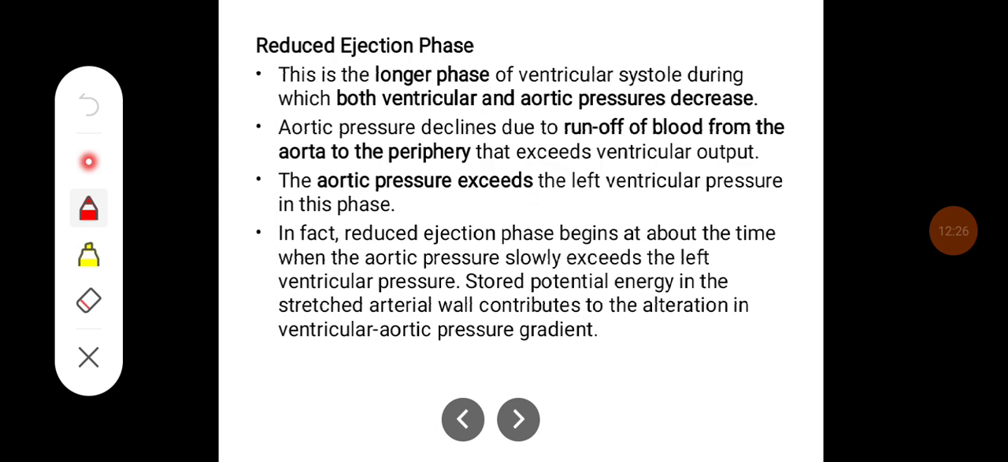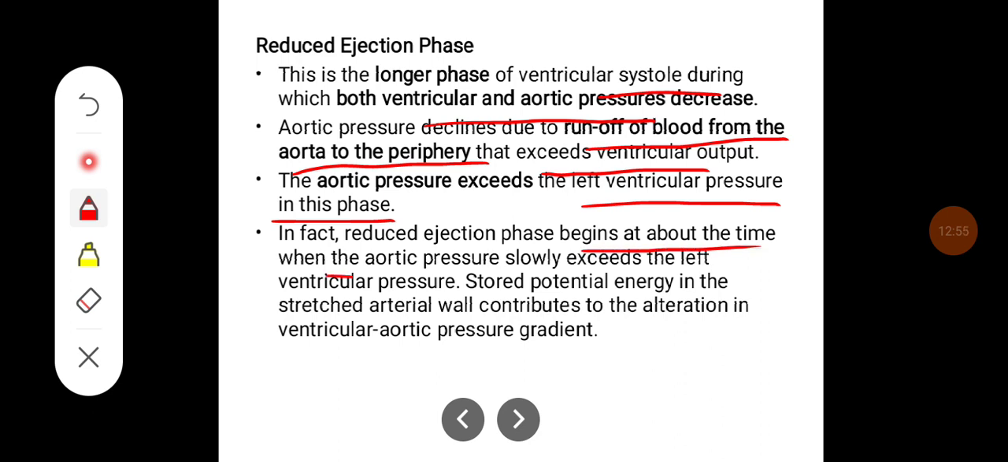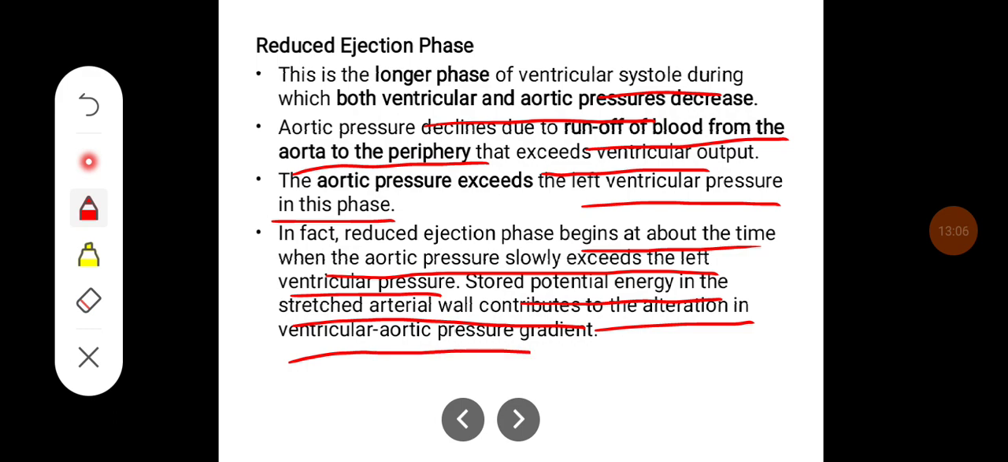So, reduced ejection phase is a longer phase of ventricular systole during which both ventricular and aortic pressure decrease. The aortic pressure declines due to the runoff of the blood from the aorta to the periphery that exceeds the ventricular output. The aortic pressure exceeds the left ventricular pressure in this phase. In fact, reduced ejection phase begins at about the time when the aortic pressure slowly exceeds the left ventricular pressure. Stored potential energy in the stretched arterial wall contributes to the alteration in the ventricular aortic pressure gradient.